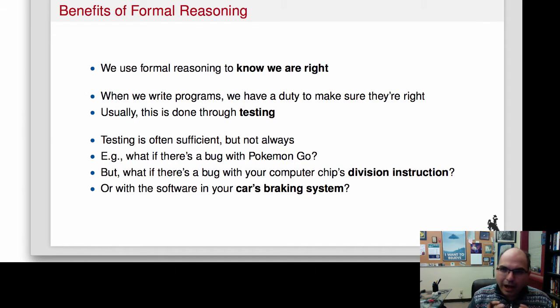And I want you to think about this, okay? When we write programs, we're solving somebody's problems, right? Somebody has a need, for example, for an app that does a certain task, and we're helping them. And because of that, we really have an obligation, I think of it as a moral duty, to make sure that our programs actually do what they're supposed to.